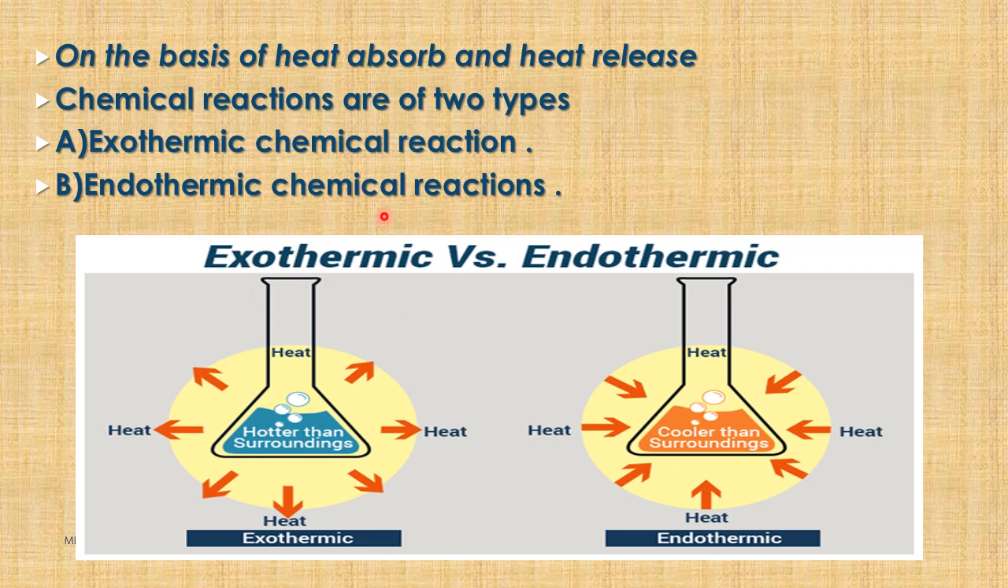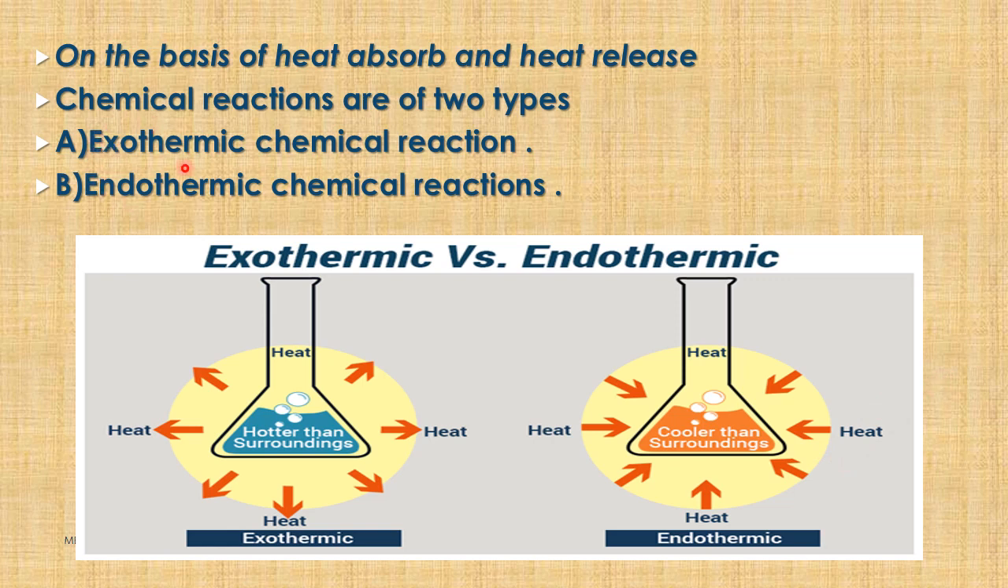Exo means out and thermic means temperature. When the heat releases from that solution, it is known as an exothermic reaction. In an endothermic chemical reaction, the product is cooler than the surroundings. That is why it absorbs heat to make bonds. It is known as an endothermic chemical reaction.